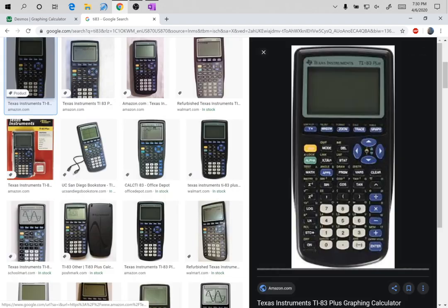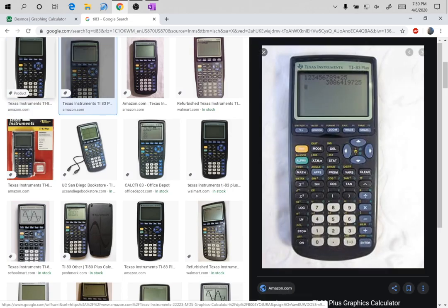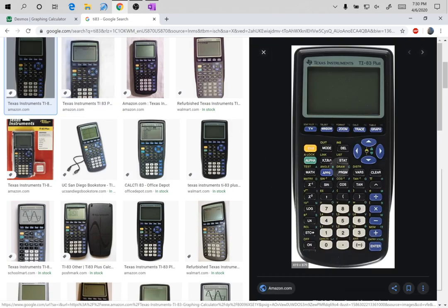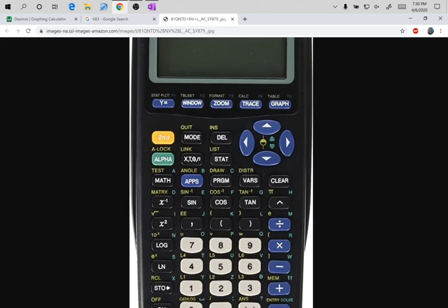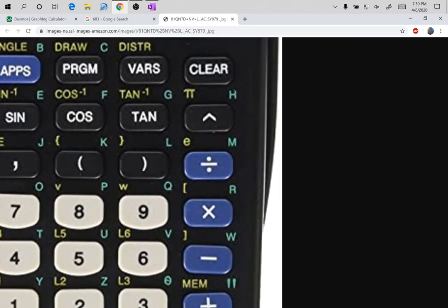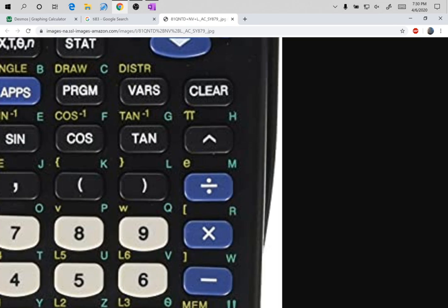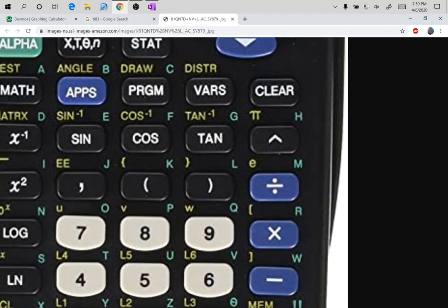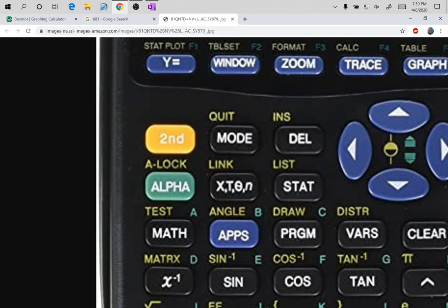And then we go to images and pick one of these images. Open in a new tab. There we go. So right here on the division sign, you see E, right? Not to be confused with the E symbol above the sine function. So that's the lowercase e. And you can use that one using the second button, the yellow button up there.